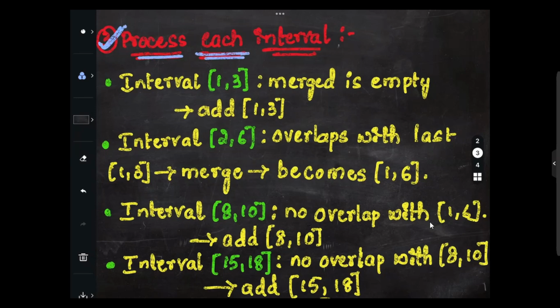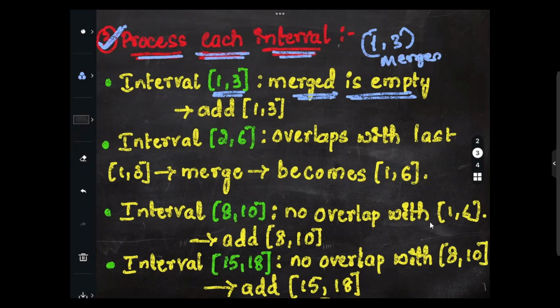So let's move on with the third step here. Let's process each interval. When I say we have to process each interval, take interval 1 comma 3. Merged is empty. First we are going with the initialization part, right? Merged is nothing but the result list, which we initialized to the empty array, so initially it doesn't contain anything. In this case we will be adding 1 comma 3 to it. So we have successfully added 1 comma 3.